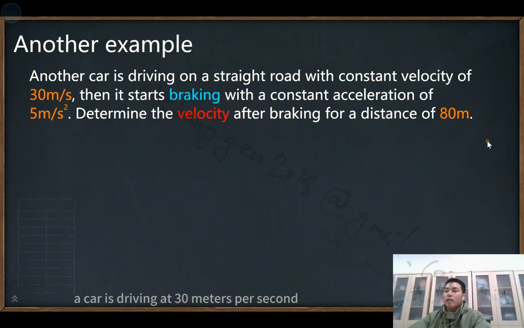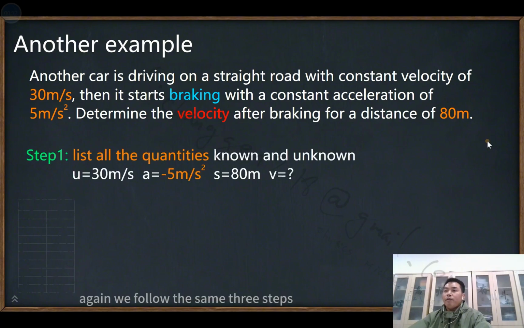Let's try another example. A car is driving at 30 meters per second. Then it starts braking with a constant deceleration of 5 meters per second squared. After traveling 80 meters while braking, what is its new velocity? Again, we follow the same 3 steps. Step 1. Write down what we know. Initial velocity is 30 meters per second. Acceleration is negative 5 meters per second squared because it's slowing down. Displacement is 80 meters. We don't know the time or the final velocity.